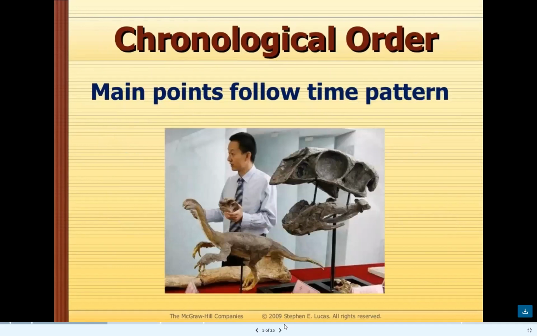Now, when we talk about the organization of a speech, we have a few ways, tricks and ideas to maintain our speech and to have main points of our speech. So how can we organize our speech? Number one will be in the form of chronological order. What is chronological order? It means main points in the speech follow a time pattern.